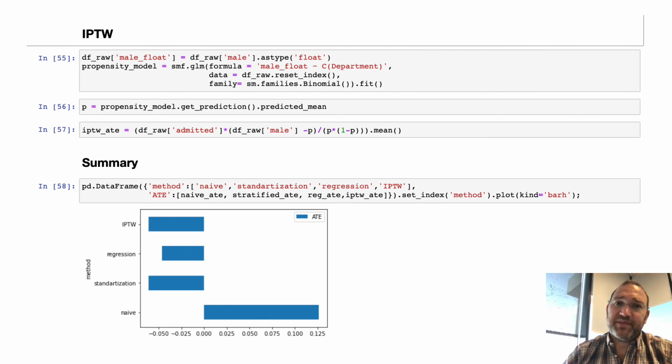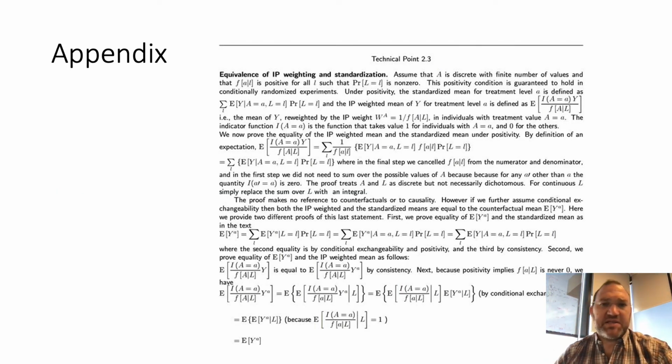Last but not least, this is the appendix I promised you, which proves that inverse propensity weighting and stratification are actually the same thing, and they are equivalent. This is taken from the book I've mentioned before, called What If?